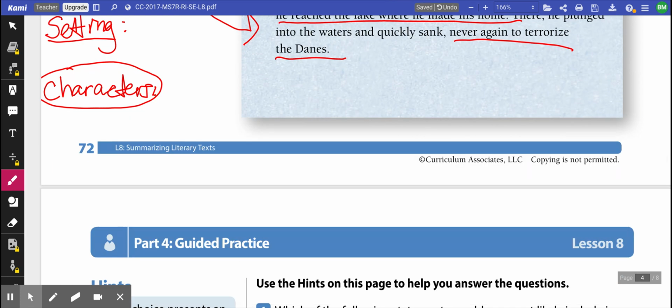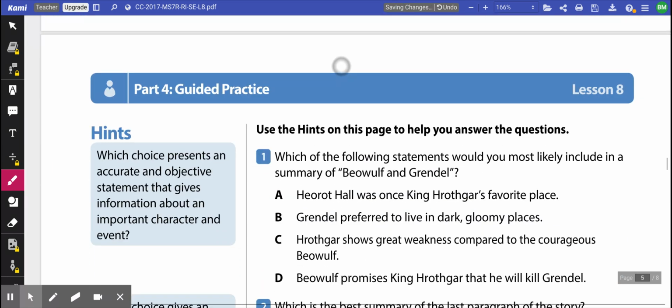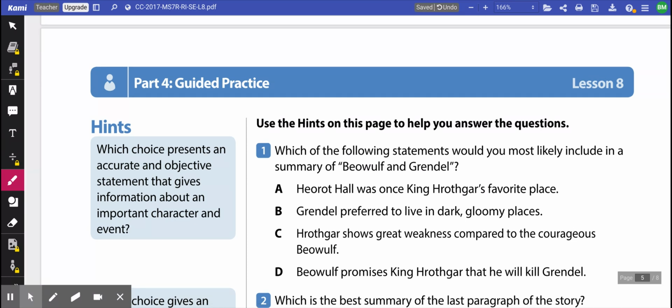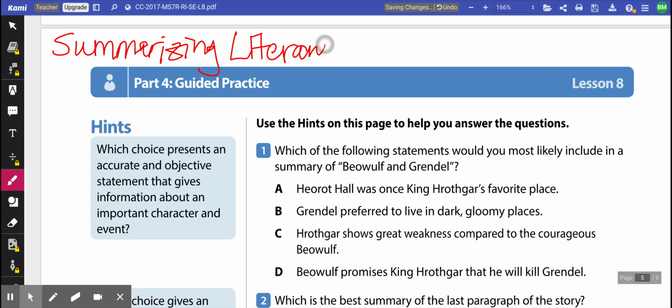So then we get to our next page, which is always the fun one because this is where we've got questions. But this is also a new page, and it's still blank at the top. So we want to make sure we add our information, and that is still summarizing literary text. Now, I'm not going to make you rewrite everything from the previous page at the top, but just keep in mind we're still doing this stuff, okay?